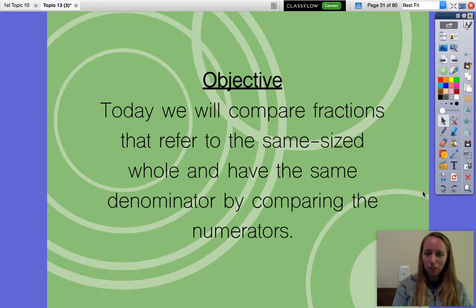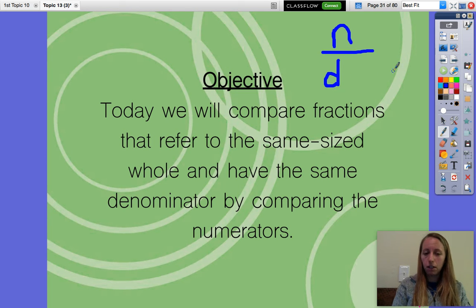Okay, today we will compare fractions that refer to the same size whole and have the same denominator by comparing their numerators. So remember, when we think about a fraction, we know that the number on top is the numerator and the number on the bottom is the denominator. Remember, D is for down, down denominator. The number on the bottom is the denominator.